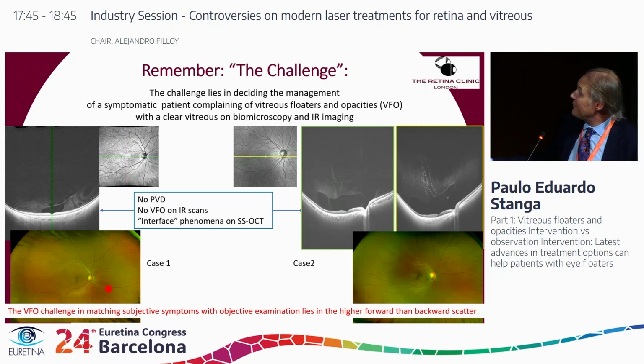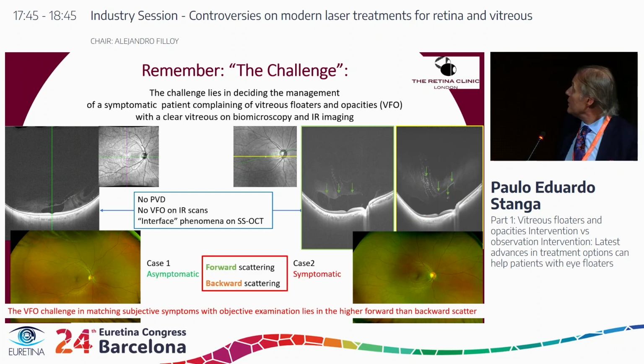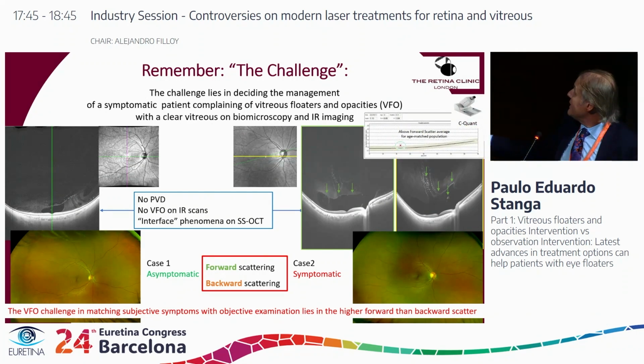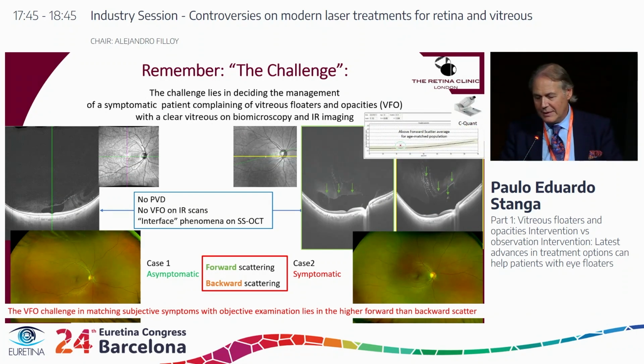On the left, this patient is asymptomatic, this patient is symptomatic, and if you wonder why, the reason is because these floaters, or these interfaces, are causing significant forward scatter, as we have shown with straylight technology. So you can see that the results are above the age-matched population.